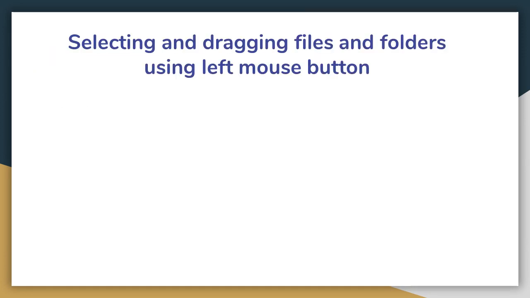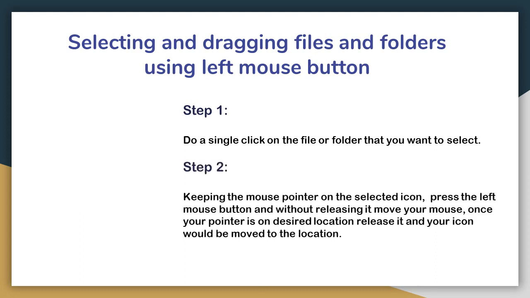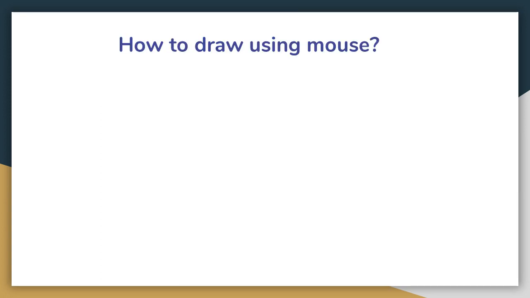Selecting and dragging files and folders using the left mouse button. Step 1. Do a single click on the file or folder that you want to select. Step 2. Keeping the mouse pointer on the selected icon, press the left mouse button and without releasing it, move your mouse. Once your pointer is on desired location, release it and your icon would be moved to the next location.